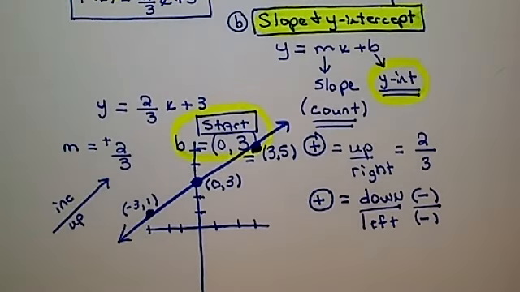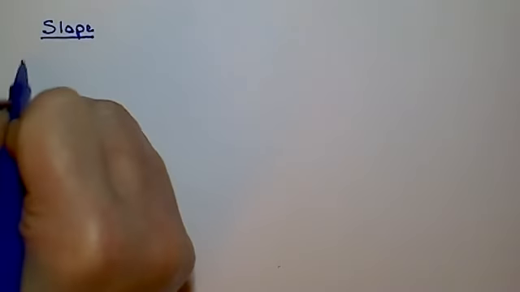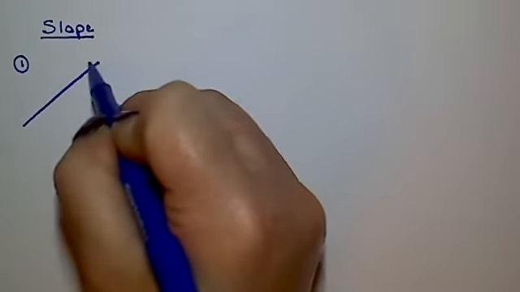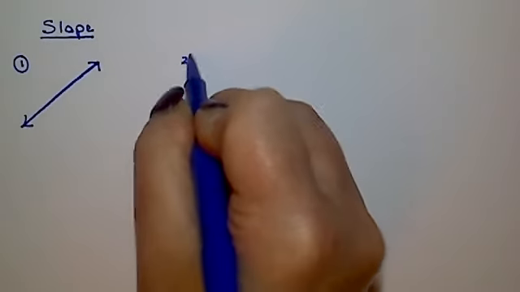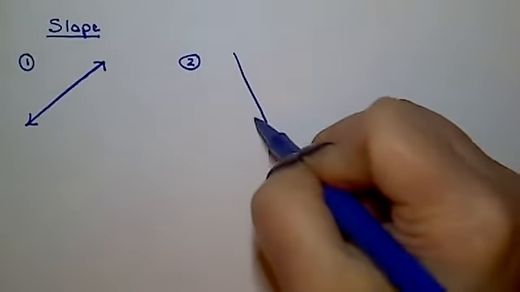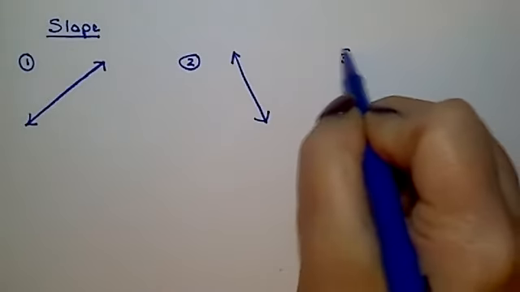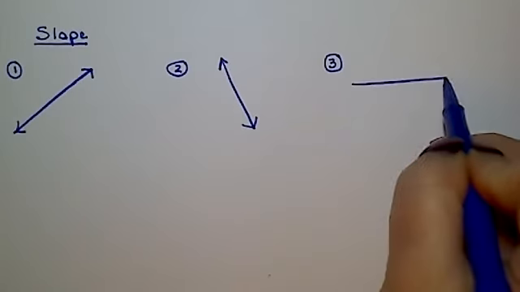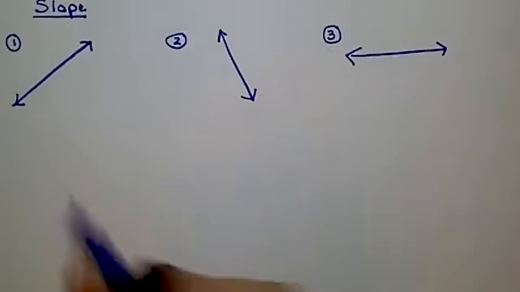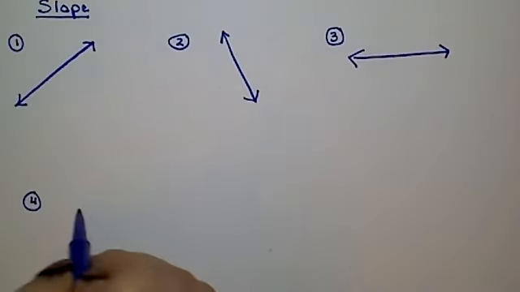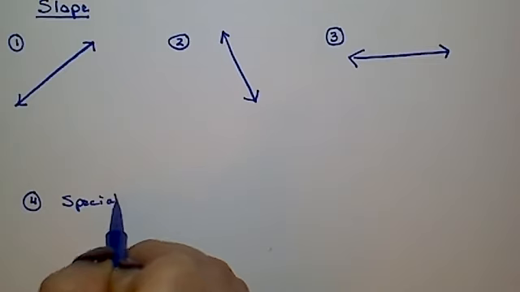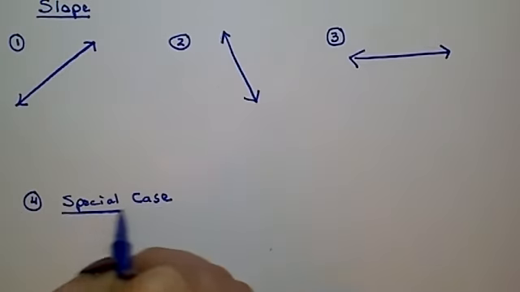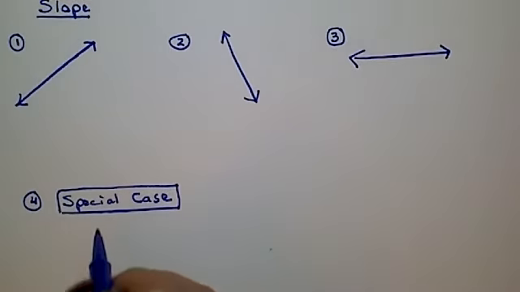So let's talk about what slope means. So there are 4 types of slope. You have lines that go up. You have lines that go down. You have lines that are horizontal. And then you have a special case, and the line would be vertical.